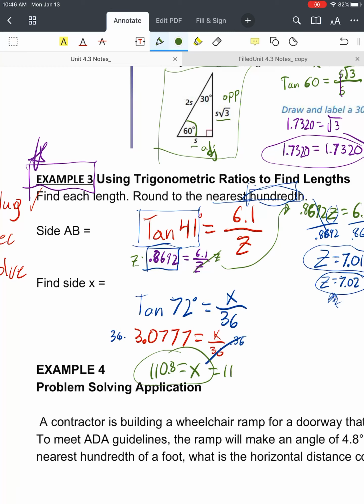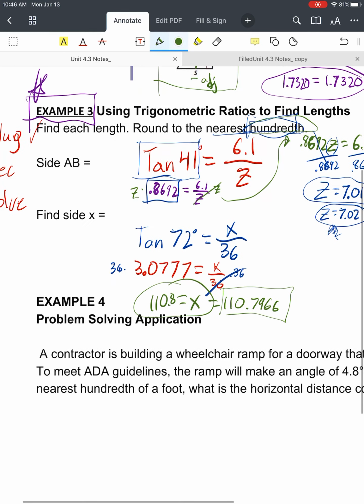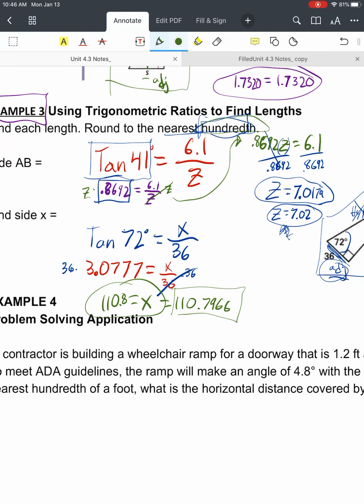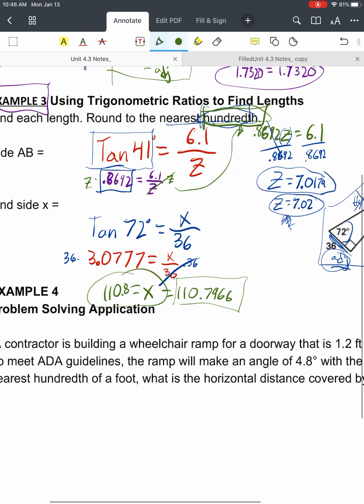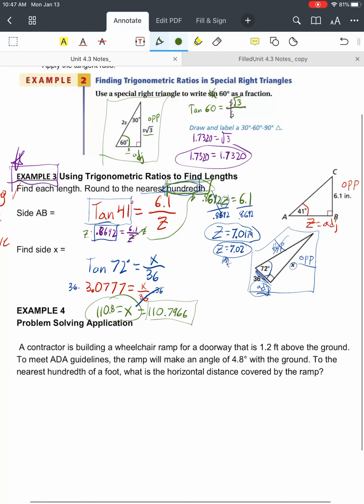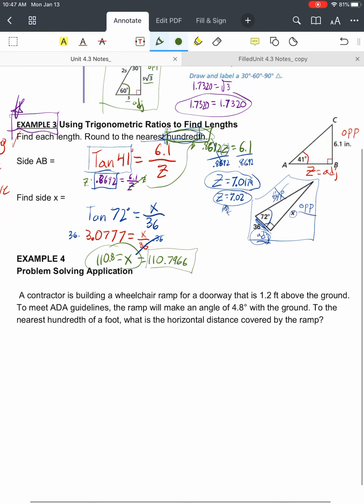If you didn't round, you would get 110.7966, I believe it's repeating. So since it says to the nearest hundredth, this would be fine. I'll take either of those answers. So again, if you're feeling a little confused or worried about when to go to 4 decimal places or when to go to 2, if you want to just go 4 all the time, that's fine. Nothing wrong with being super accurate.